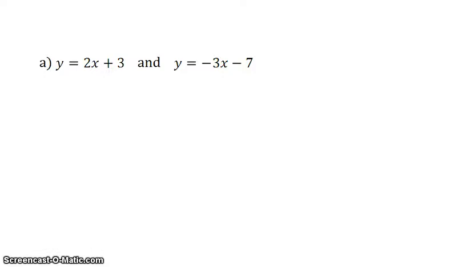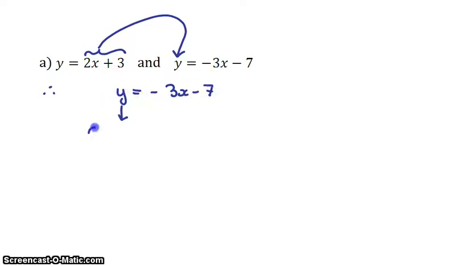Okay, now step number 1, I pick an easy equation and isolate a letter. Now if I look at these two, both of them are relatively easy, and both of them have already got one of the letters isolated. So step 1 is kind of done for you here. Step 2 was to take one of these equations and substitute it into the other equation. So for example, instead of having y is equal to negative 3x minus 7, I'm going to substitute y for 2x plus 3, because that's what y was equal to.